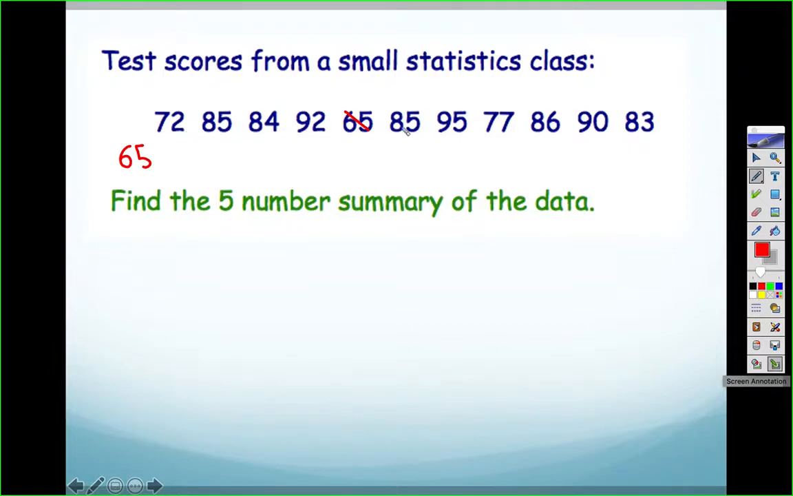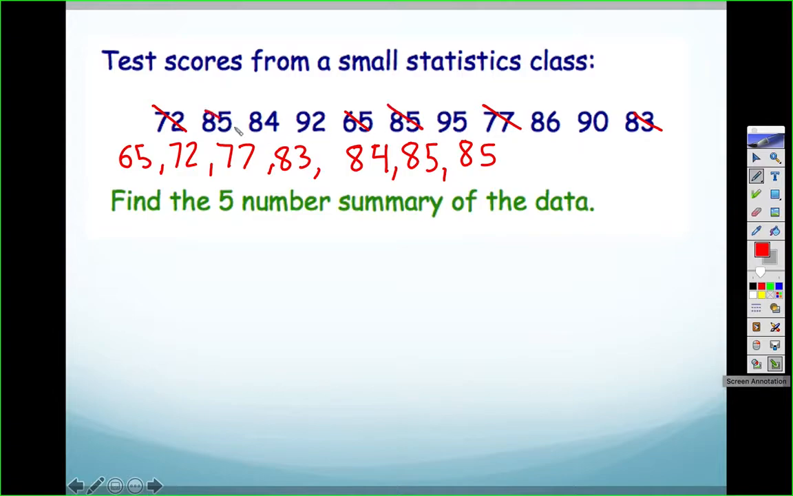After 65, then we have no more 60s, so 72. After 72, the only other 70 is a 77. Done. Then I am up to the 80s. I have an 83. After 83, I have 84. Then I have 85. Then 85 again. Yes, it's okay for data to repeat. Then I have an 86, 90, 92, 95. Now, first step, put the data in order. Make sure you use all the points.